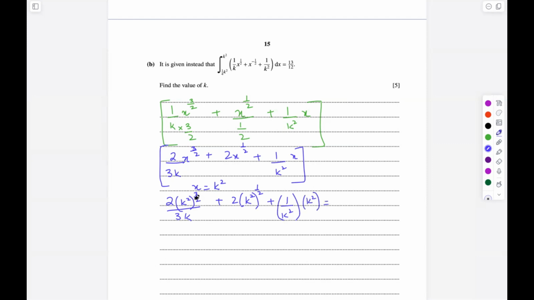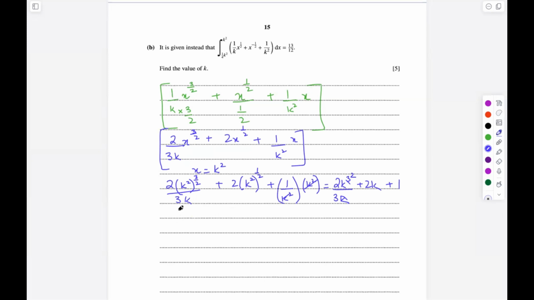Now simplifying this, the first term, k squared to the power 3 upon 2: 2 into 3 upon 2 will become 2k cube. So we'll have 2k cube upon 3k. K squared multiplied by 1 upon 2 will become k, so that will be plus 2k. And over here, k squared will cancel, so we'll have a plus 1. So k and k cube will cancel, so the final expression for the upper limit will be 2k squared upon 3 plus 2k plus 1. And we'll have to subtract this from the lower limit.